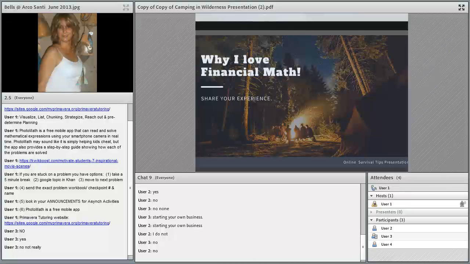Oh, I like that picture of the campfire. I hadn't noticed it before. It's a good picture.